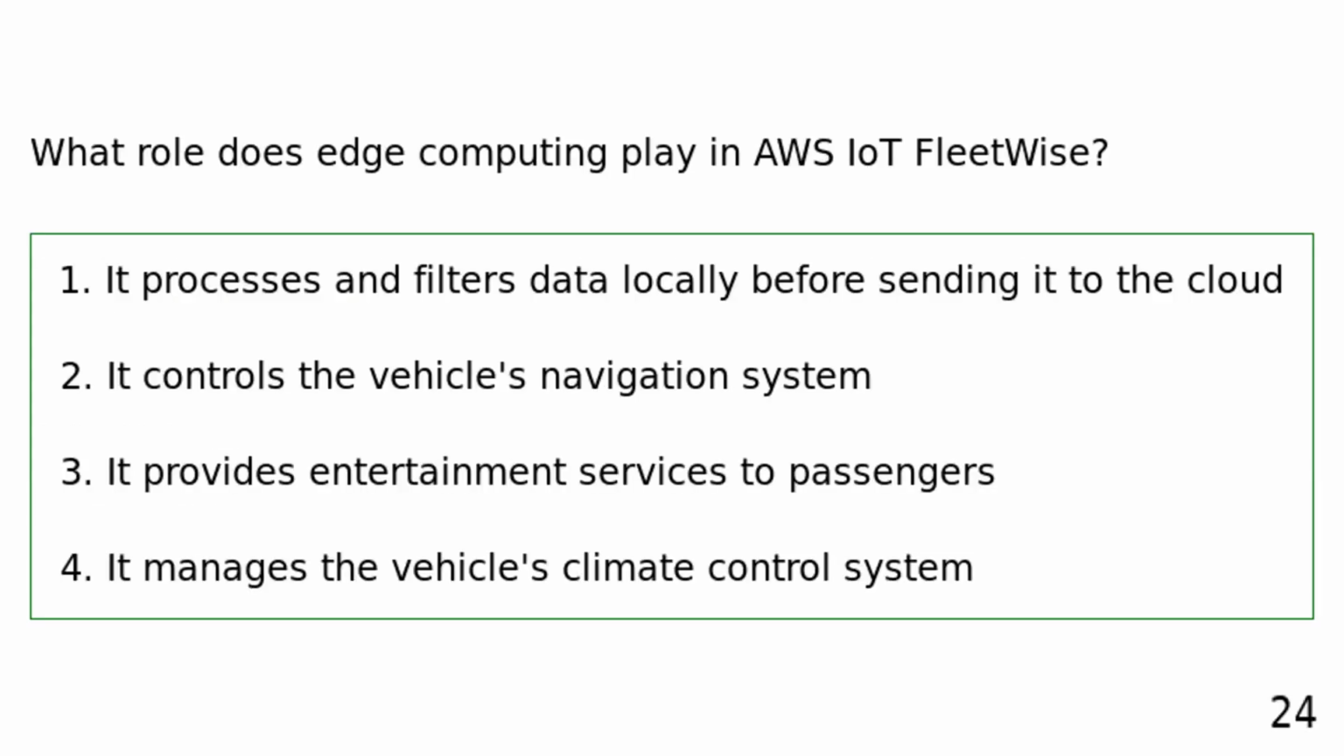What role does edge computing play in AWS IoT FleetWise? It processes and filters data locally before sending it to the cloud. It controls the vehicle's navigation system. It provides entertainment services to passengers. It manages the vehicle's climate control system.